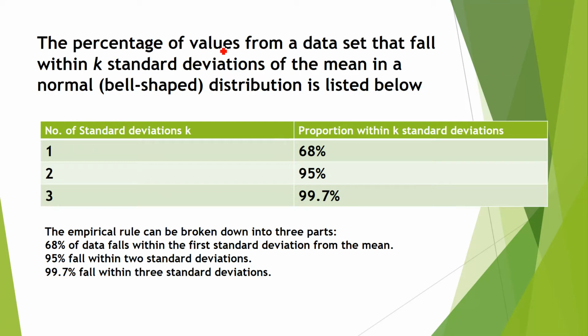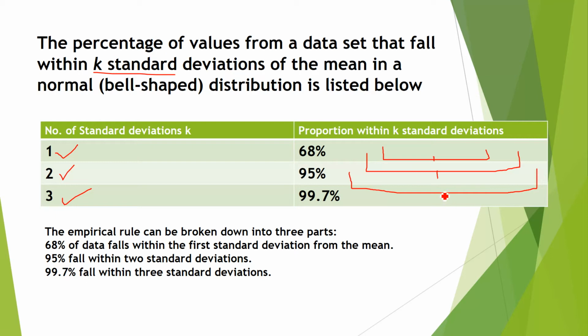The percentage of values from the data set that fall within k standard deviations. K means 1, k is 2, k is 3. When k is equal to 1, 68% of the data is distributed on both sides of the mean. When k is equal to 2, 95% of the data is distributed on both sides, half here, half here. If you have k equal to 3, then 99.7% of the data is distributed on both sides of the mean, half here, half here.